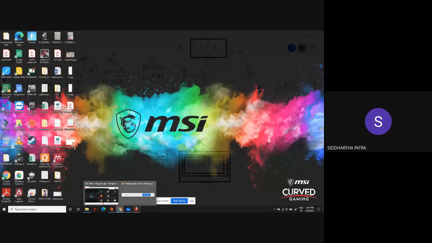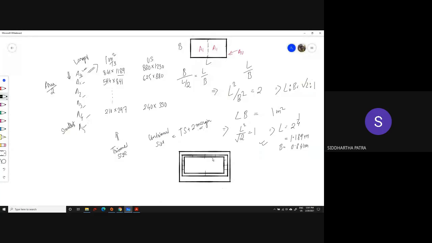Okay, and how much is the margin? When it comes to larger paper sizes such as A0, A1, about 20 millimeters of margin is kept from each side. So that way the untrimmed size of A0 becomes 880 by 1230. But when we come to the smaller sizes, let's say A4, the size of the margin is about 15 millimeters. So that way the untrimmed size is 240 by 330.